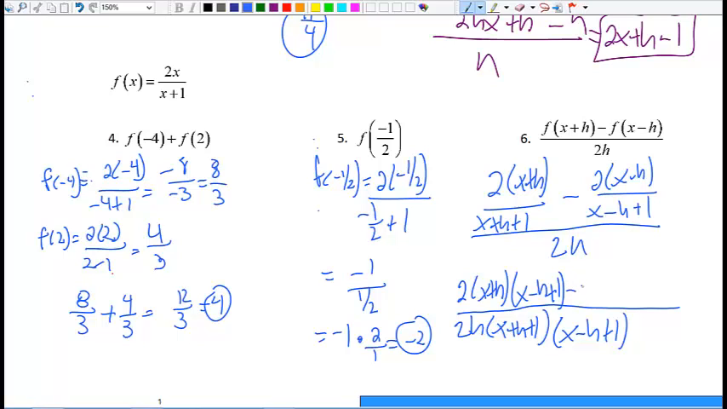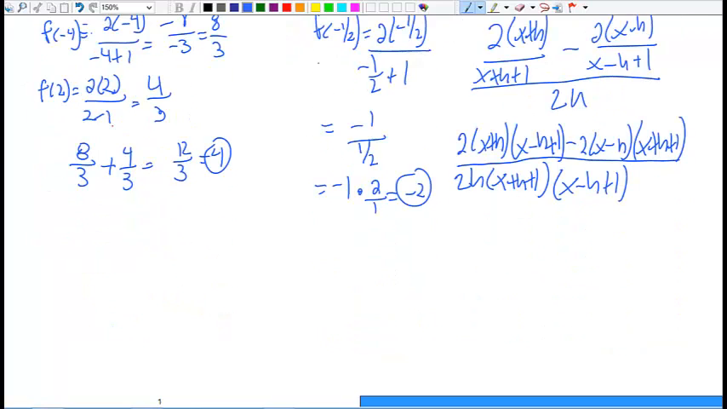And then I'm going to bring down the 2x minus h. And what was that second fraction missing? Well, it had a 2h, because everything has the common denominator of 2h. It has an x minus h plus 1, but it's missing the x plus h plus 1. So I'm going to bring it down.